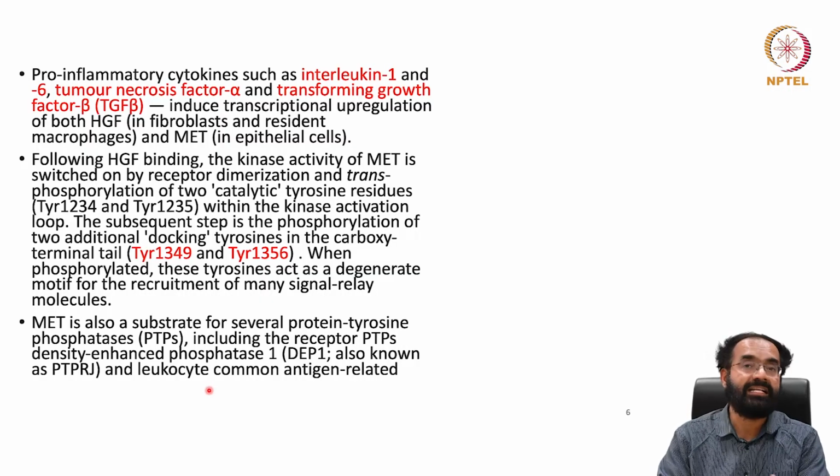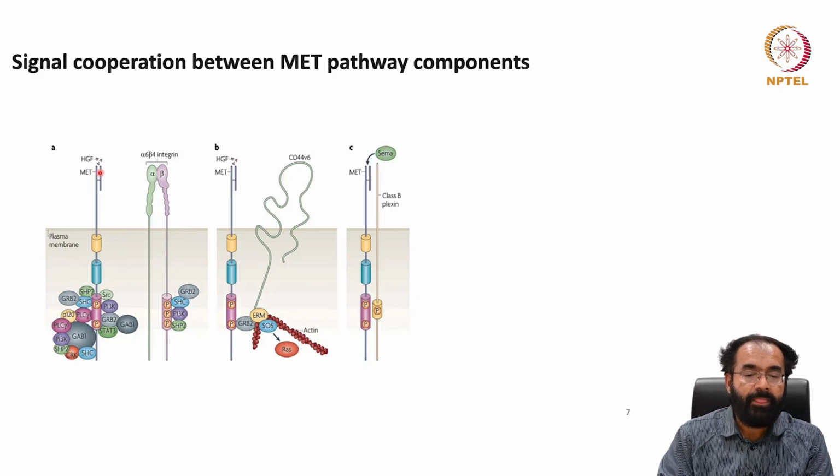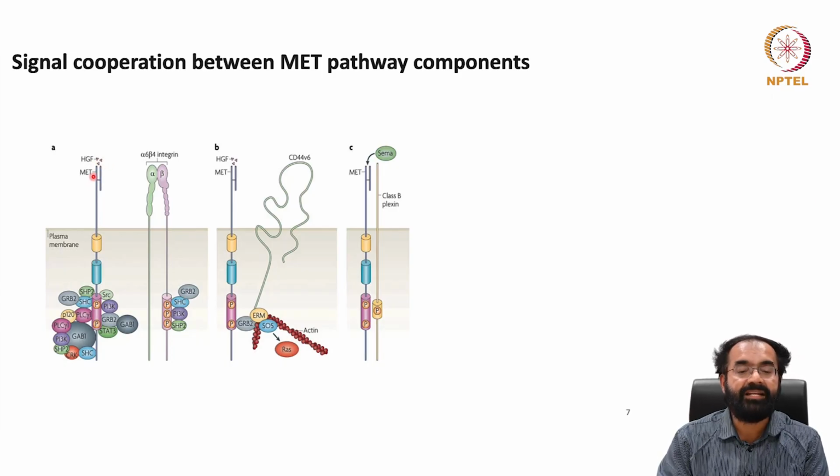HGF to MET action triggers these sets of events, so that now the cell turns on a bunch of genes. So now let us see the signal cooperation between MET pathway components. As you can see here, this is the plasma membrane where the receptors are located, and the HGF ligand is seen here and the MET receptor is seen here. And this will trigger a bunch of internal signaling events. The names of these proteins are not necessary for you to remember or understand, but this picture shows how complex these signaling events are. This is inside the cell and this is outside the cell.